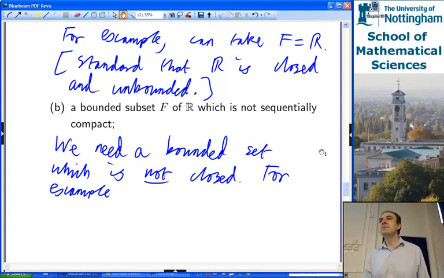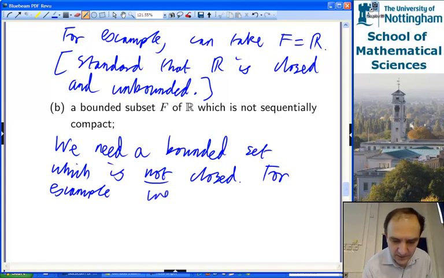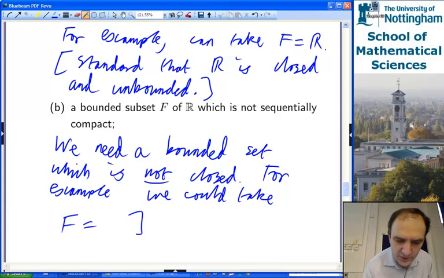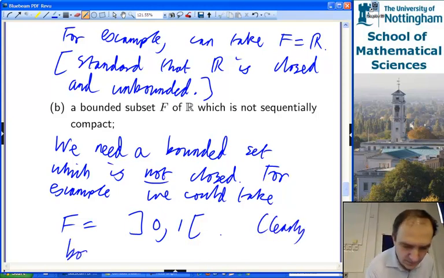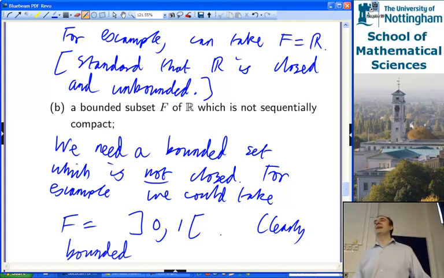Yes? So, okay, the open interval between 0 and 1, though actually the nth stuff isn't relevant to whether it's closed or not. That's relevant to whether it's not open. Okay, but there are arguments you could do along those lines. But yes, so F could be the open interval (0, 1), and this is clearly bounded. And it's standard that it's not closed.